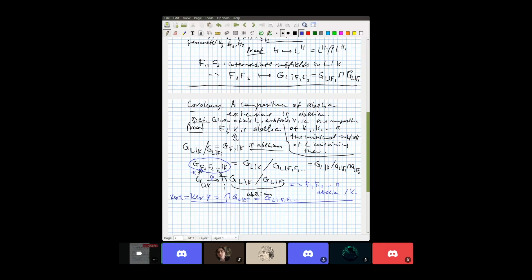So the kernel of phi is the intersection. The kernel of pi is this Galois group. Maybe let me write this on the right. So this is the kernel of pi, by definition. By definition, this is the kernel of pi, and this is, well, almost by definition, this intersection.